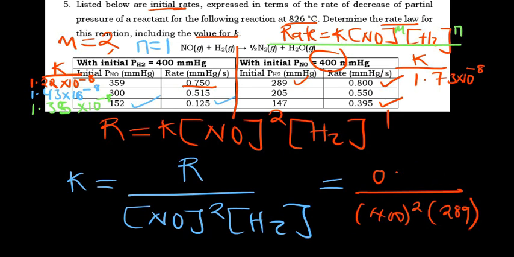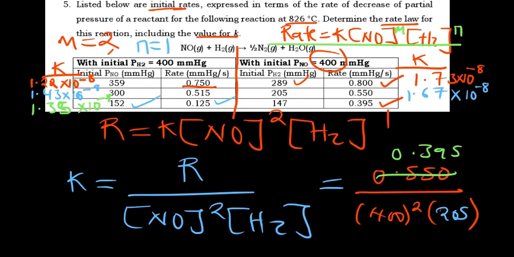What else? 0.550 for the next one, and then 205. So 0.550, 400 squared, 205. That's 1.67 times 10 to the power negative 8. And for the last one, that will be 0.395 and then 147. So 0.395, 147. That gives 1.68 times 10 to the power negative 8.